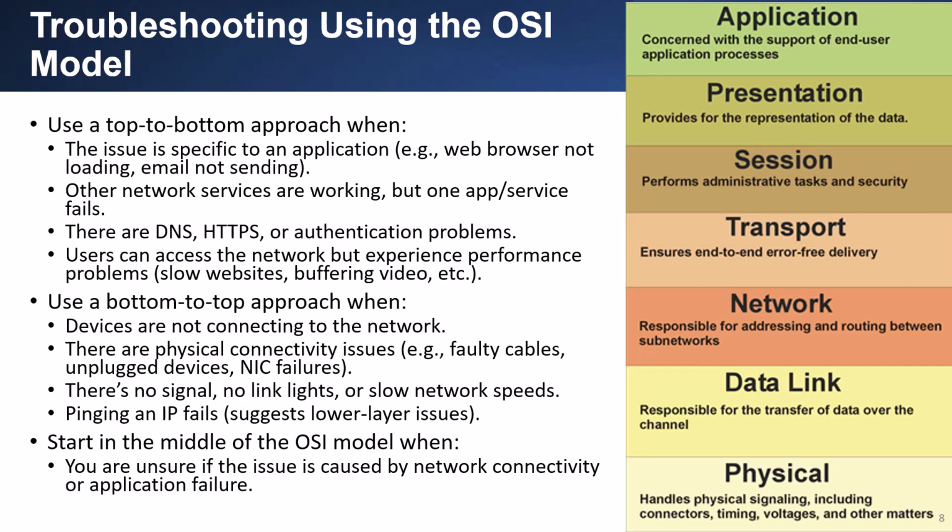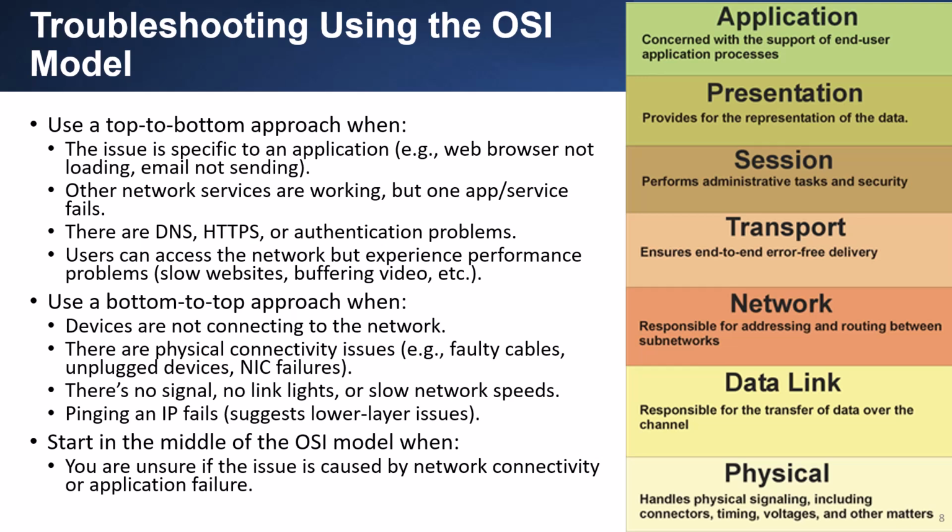Use a top-to-bottom approach when the issue is specific to an application, such as a web browser not loading or email not sending. Other network services are working, but one app or service fails. There are DNS, HTTPS, or authentication problems. Users can access the network but experience performance problems such as slow websites or buffering video.